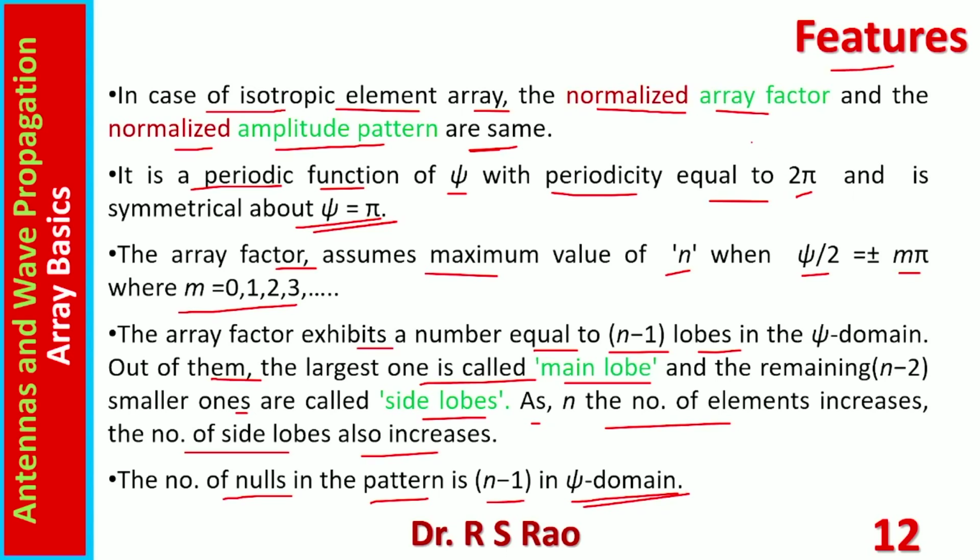This slide is mostly about array factor. Array factor has already been introduced. What is normalized array factor? If we divide array factor by its maximum value, the resultant is called normalized array factor. Normalized amplitude pattern is amplitude pattern divided by its maximum value. These two are same when array is made with isotropic elements. Array factor is a periodic function of psi. Periodicity is equal to 2 pi. Symmetrical about psi equal to pi. And some more interesting important aspects are also mentioned here in this slide.